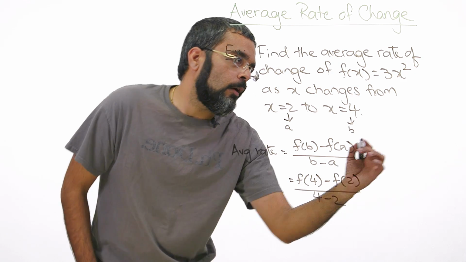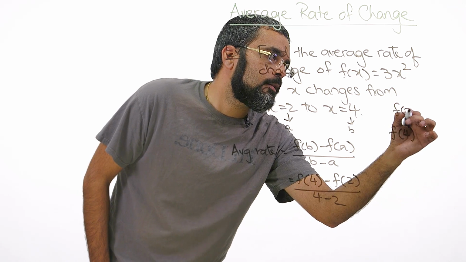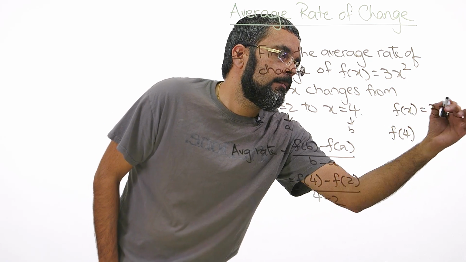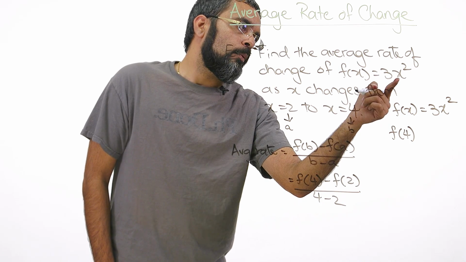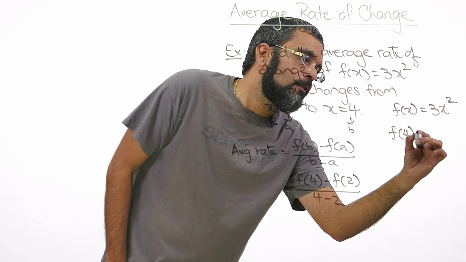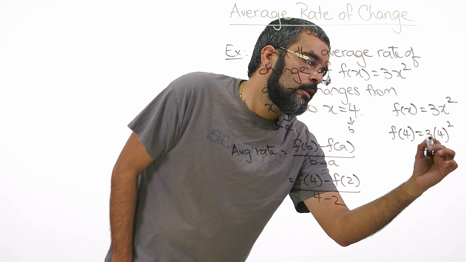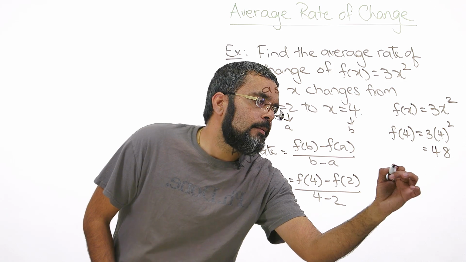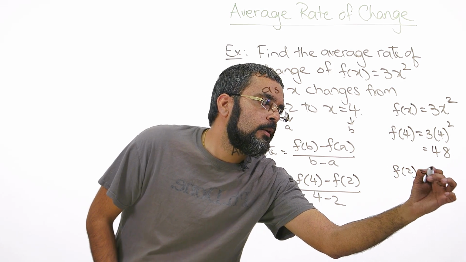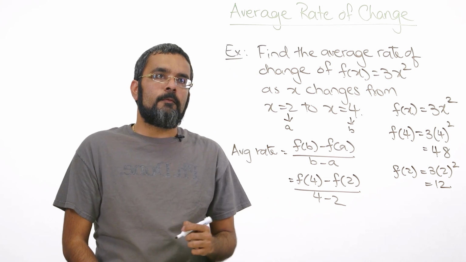So what is f of 4? Right? I know that f of x equals 3x squared. Okay? So to find f of 4, I'm going to go ahead and put in 4 in place of x. So that gives me 3 times 4 squared, which is 48. Okay? And similarly, f of 2 is going to be 3 times 2 squared, which is 12.